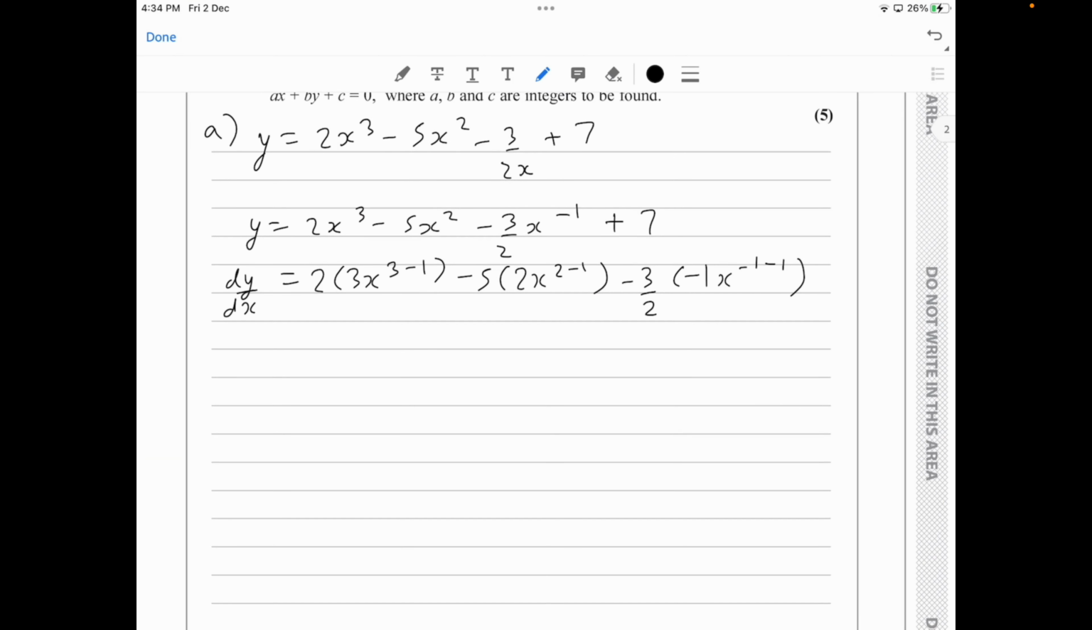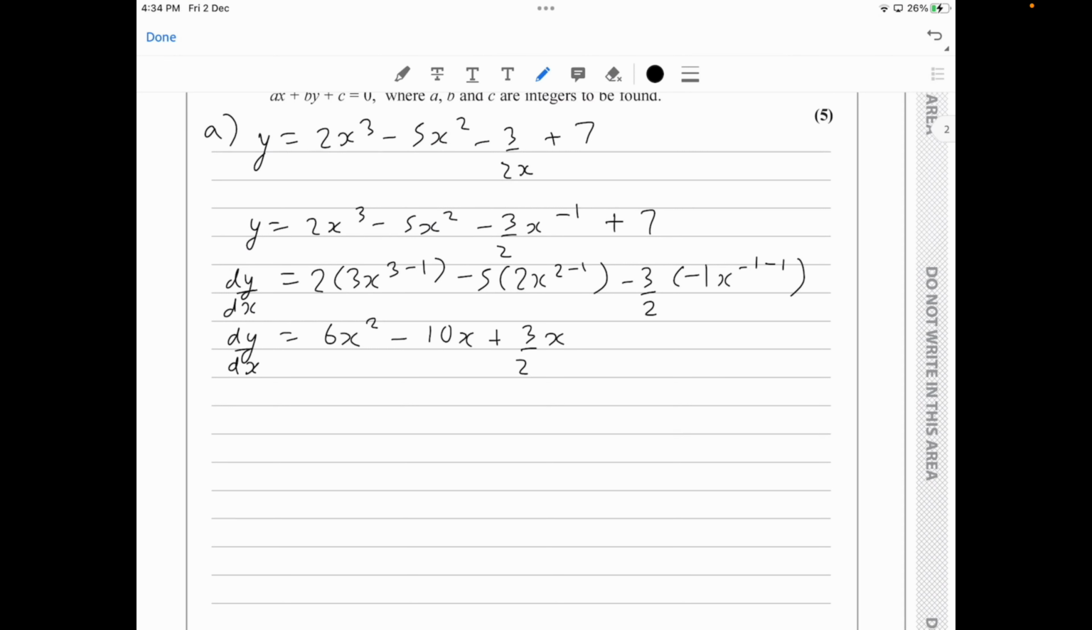Now we have to simplify this, so dy over dx is going to be equivalent to 6x to the power of 2, minus 10x to the power of 1. You're just going to leave it negative 3 by 2 times negative 1. That's going to become a positive 3 by 2, x to the power negative 1 minus 1, which is going to become x to the power negative 2.